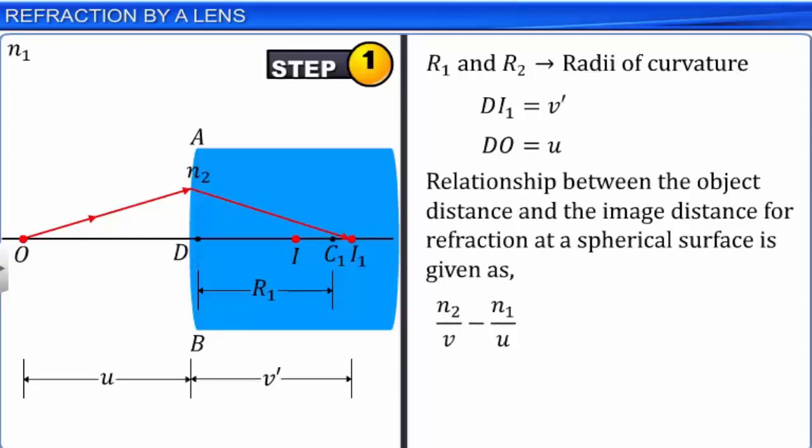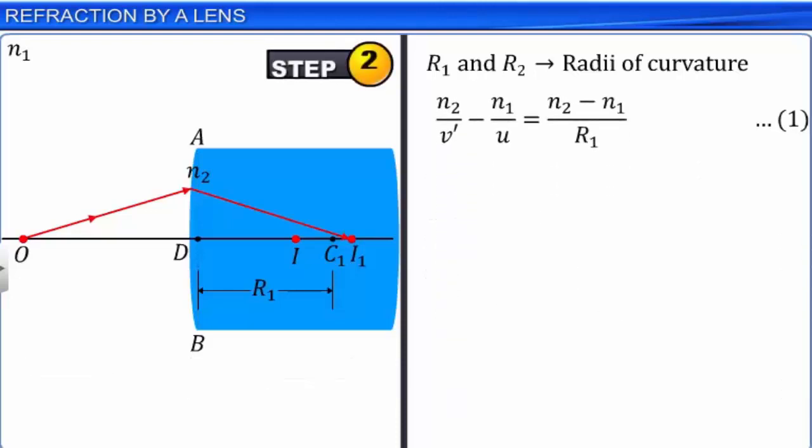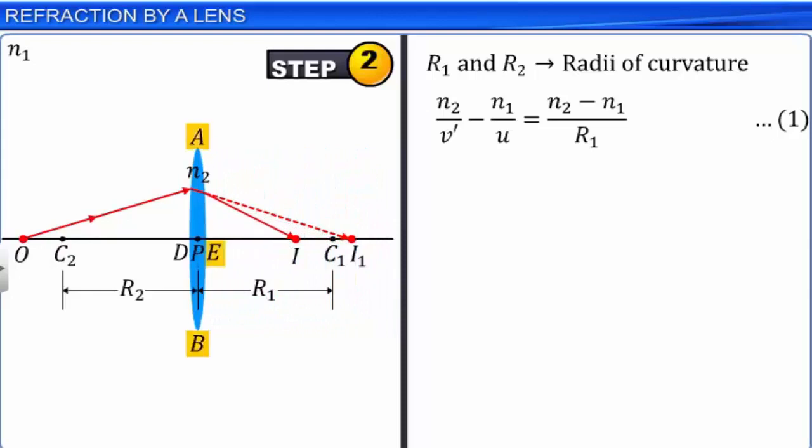In the second step, let us consider the refraction at the second spherical surface AEB. Because of the refraction at AEB, the image is actually formed at I instead of forming at I1. Since the lens we are dealing with is a thin lens, we can write that EI is equal to V and EI1 is equal to V'. Hence, we can write N1 by V minus N2 by V' is equal to N1 minus N2 by R2. Let this be equation 2.